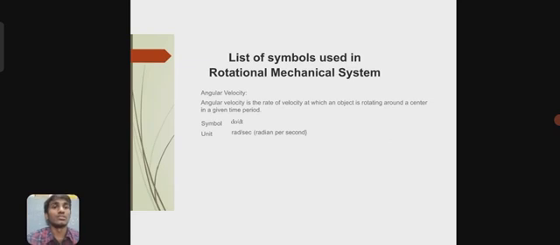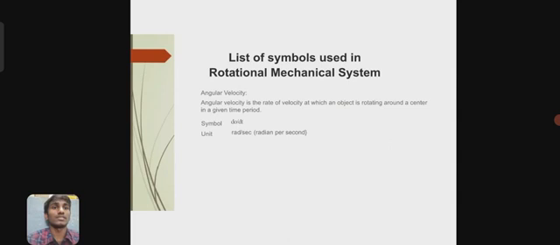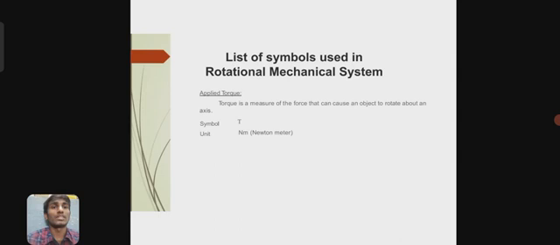So we can use some symbols in this, known as angular velocity. Angular velocity is the rate of velocity at which an object is rotating around a center in a given time period. We denote it by dθ by dt, and units are radian per second. And applied torque is a measure of force that can cause an object to rotate about an axis, and similarly the unit is Newton meter.